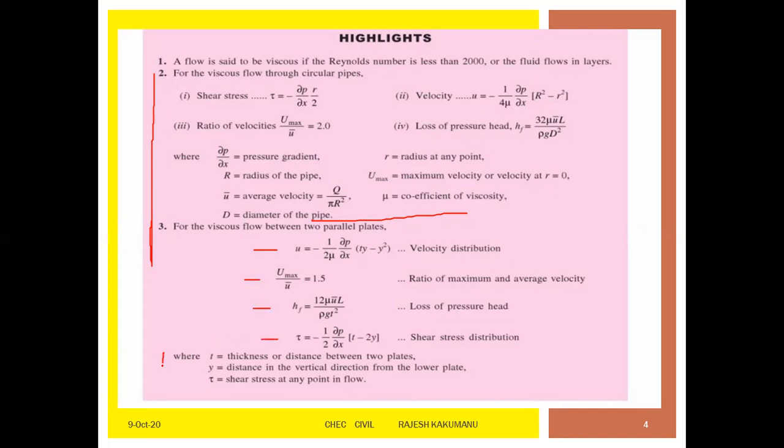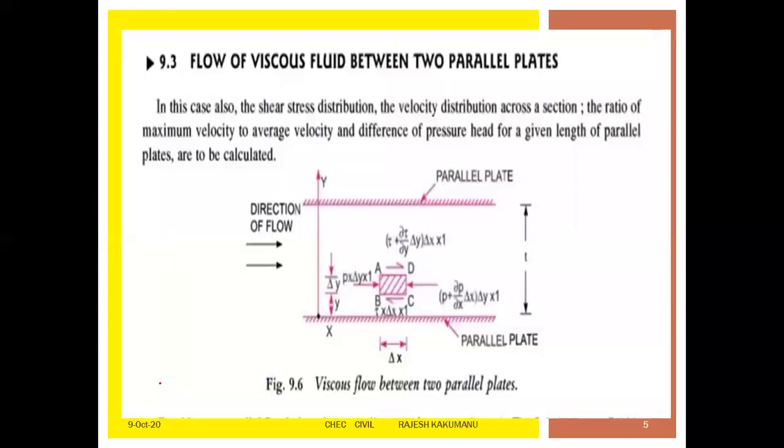Now coming to the notations, small t is equal to thickness or distance between the two plates. y is equal to distance in the vertical direction from the lower plate. Tau is equal to shear stress at any point in the flow. So these are the topics. These are the derivations that we will discuss in this class and the problems associated with this parallel flow problem. Next one, the flow of viscous fluid between the two parallel plates.